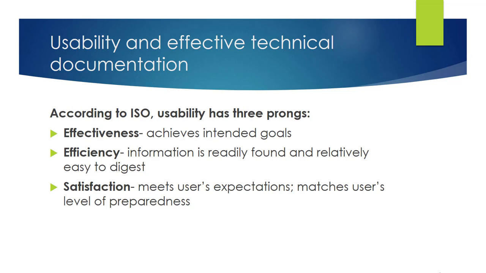So according to ISO, usability has three prongs. The first is effectiveness. Does your documentation achieve its intended goals? The second is efficiency. Is the information readily found and relatively easy to digest? And the third is satisfaction. Does your technical documentation meet the user's expectations? Also, does it match the user's level of preparedness? So, with all three of these things, it's important to remember who your audience is and what the purpose of your documentation is.